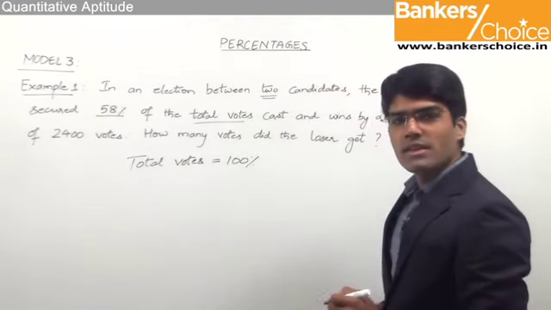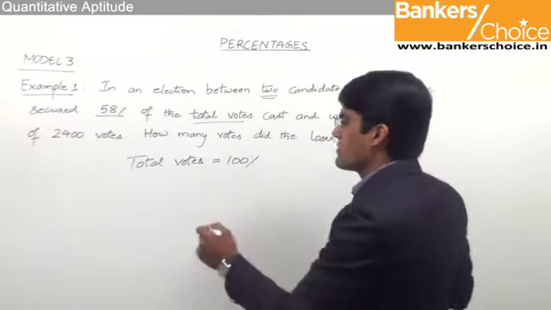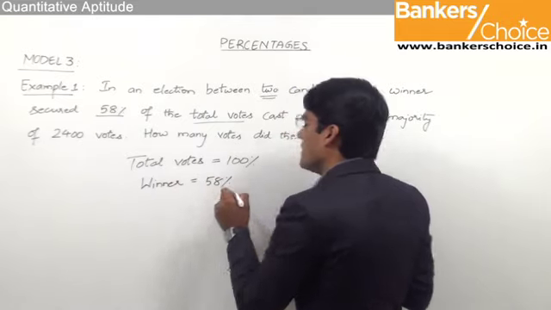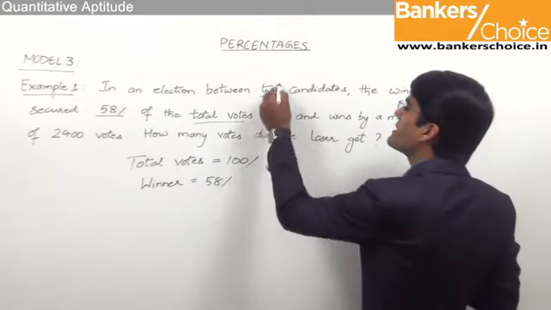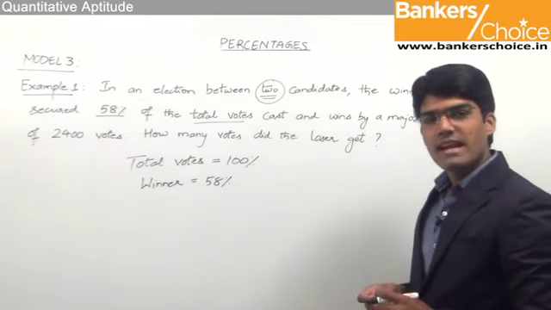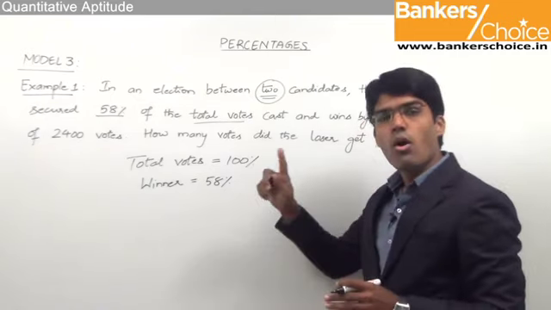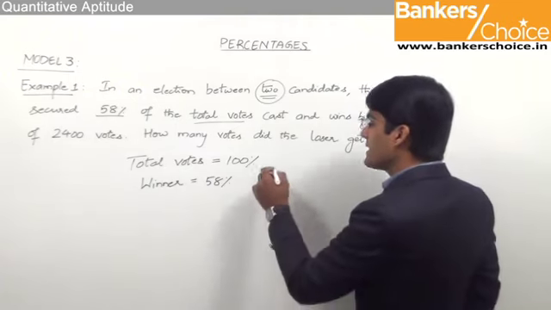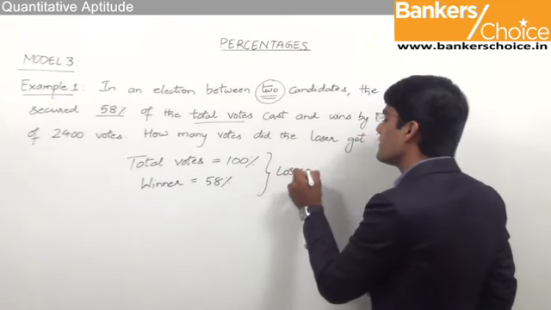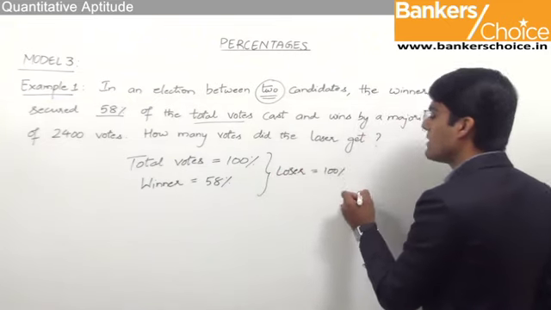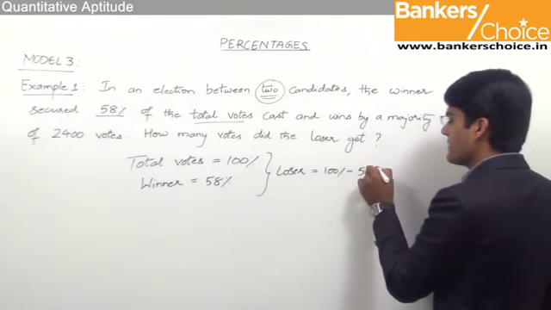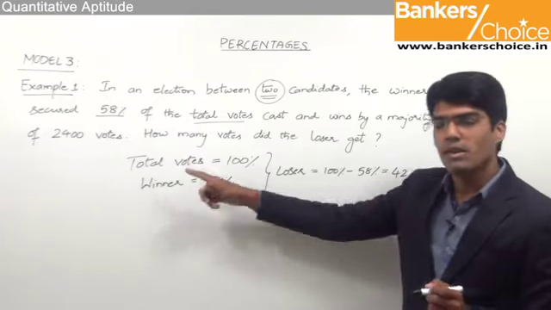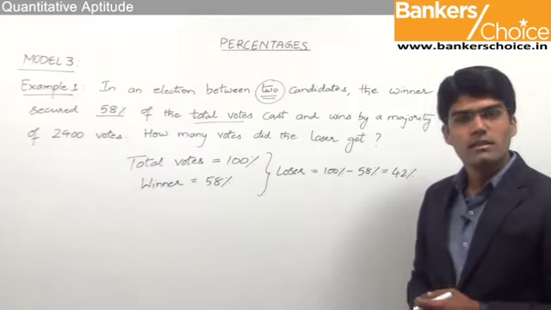And we know that the winner has secured 58% of the votes. Now the most important point here is that the election is between two candidates. So it is obvious that each of the votes will either go to the winner or the loser. Since the winner has got 58% of the votes, the loser will be getting the remaining percent of votes, that is 100% minus the winner's percentage, which is equal to 42%. So 58% has been obtained by the winner and the remaining 42% has been obtained by the loser.